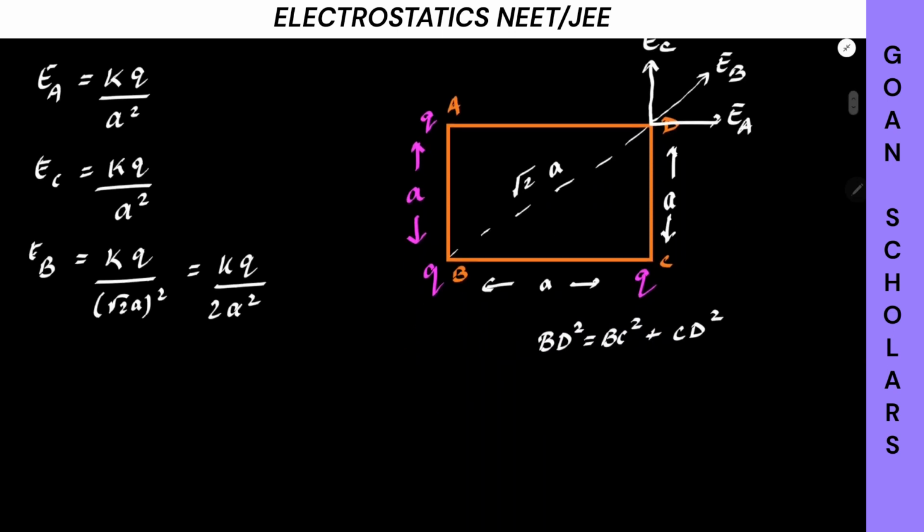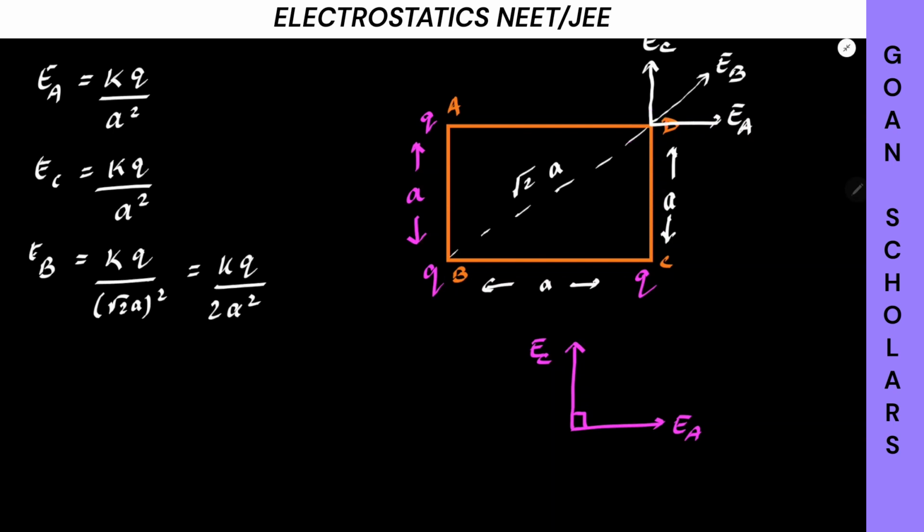Once you figure out EA, EB, EC, let's find the resultant of EA and EC. We know EA, so let me remove this Pythagoras theorem here and let's write EA in this direction and EC is in this direction. And what's the angle between them? 90 degrees. Sir, how do you know it is 90 degrees? Because it's a square. So these are the vertically opposite angles. This is 90 and this is 90, right? So they are vertically opposite angles.